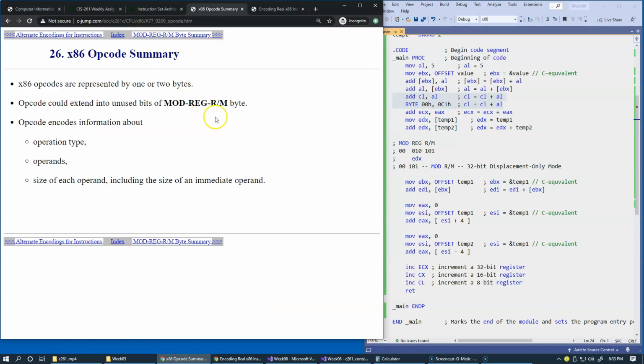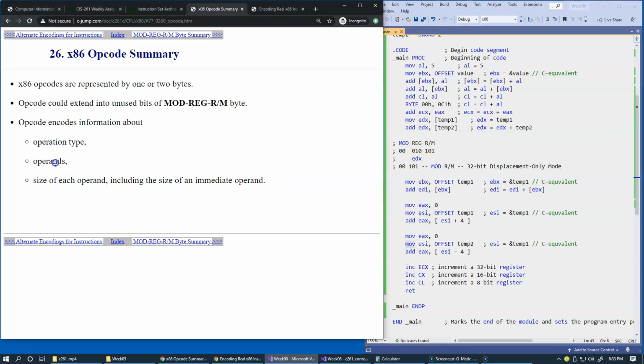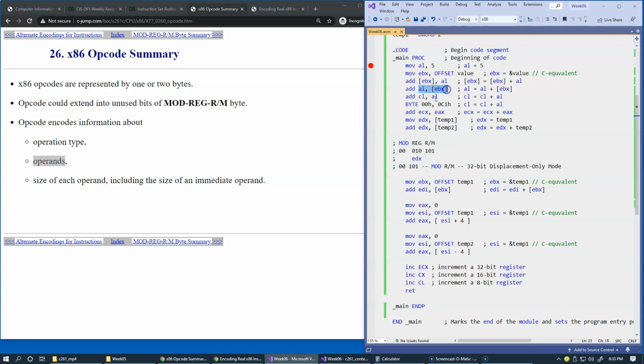And the summary of the 32-bit Intel x86 opcodes is that they can be, of course, one or two bytes. And some of the opcodes could extend into the fields of mode reg RM. There are various types of instructions that do that. And the opcode encodes the information about the operation to perform, such as increment, add, or move, and so forth. The operands, of course, are all of these things that we tried, all sorts of operands. And the same instruction has to be able to find its operands. So this is done through the mode reg RM byte in many cases, and sometimes it's just encoded in the actual opcode. And the sizes of operands are also important, as we observed right here.